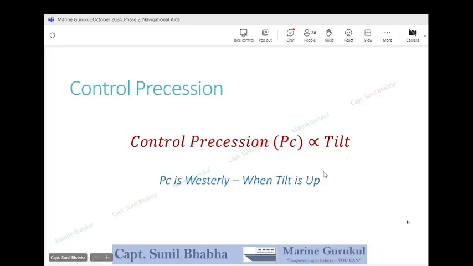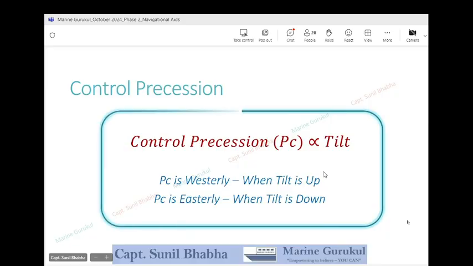So a very important takeaway from this discussion now: the control precession which comes into the picture because of the weight which we have fitted, top heavy or bottom heavy, this control precession represented by PC is directly proportional to tilt. When the tilt is 0, the control precession is 0. As the tilt starts to increase, the control precession also increases. It is directly proportional to tilt. So this tells us about the magnitude of the control precession.